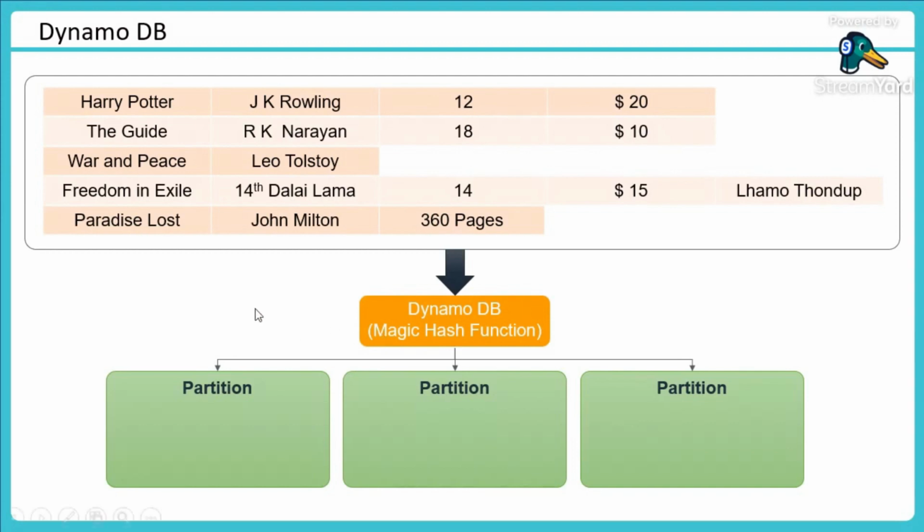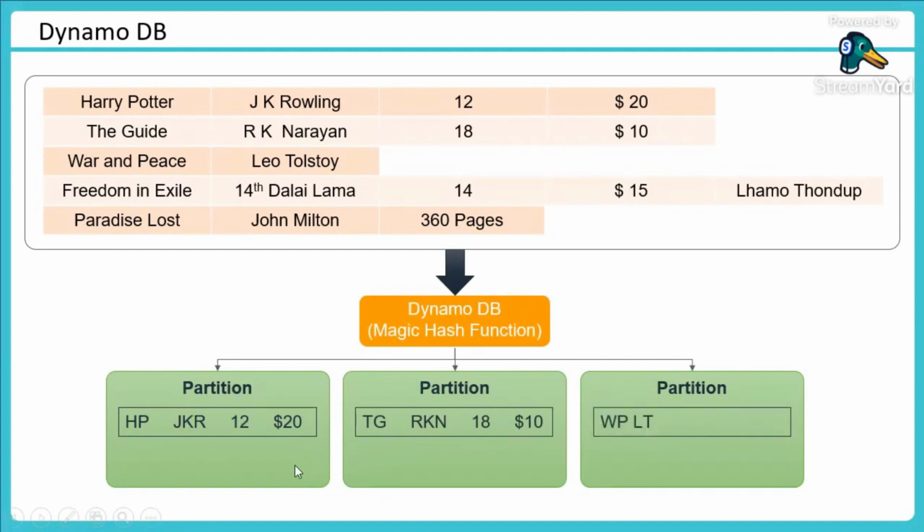Let's go ahead and talk about it. So first book comes, Harry Potter. Let's say this goes into partition number 1, Harry Potter, J.K. Rowling, 12 chapters, $20 price. And similarly, all my books are spread across multiple partitions. So let's say Freedom in Exile goes here, and then my Paradise Lost goes here. So DynamoDB is keeping and splitting my data here.